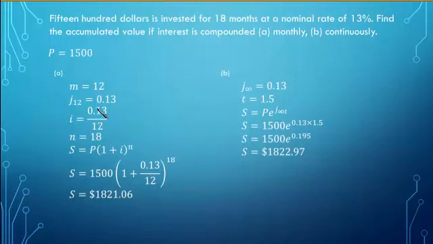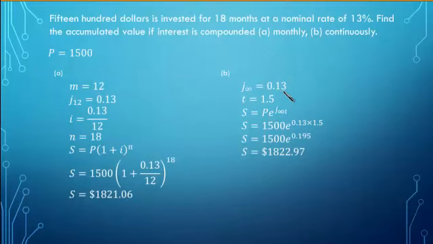I will leave this expression as is because rounding off will throw off the answer too much. So we have 18 conversion periods, 18 months. Using this expression here, we simply substitute values and we get that the accumulated value is $1,821.06.